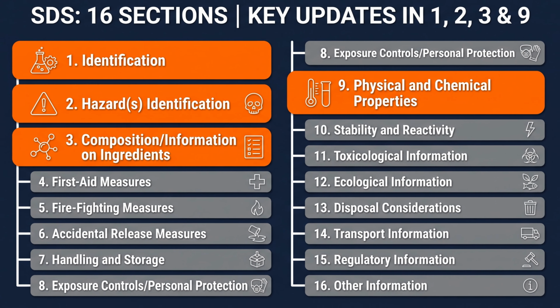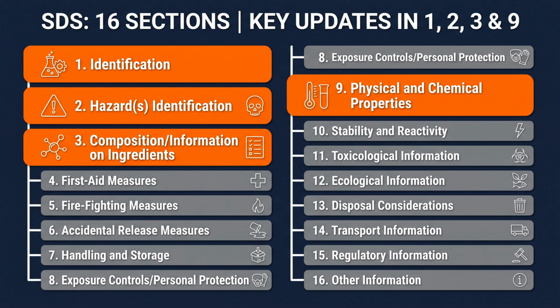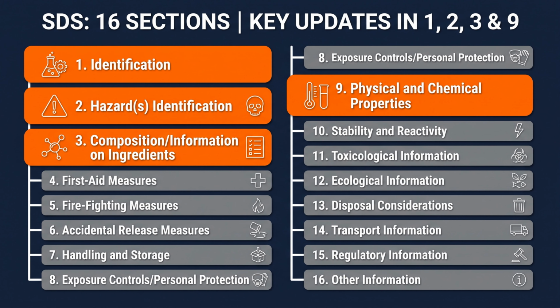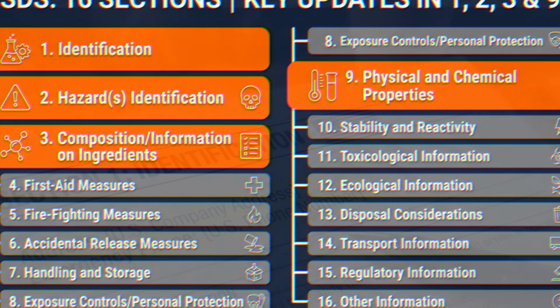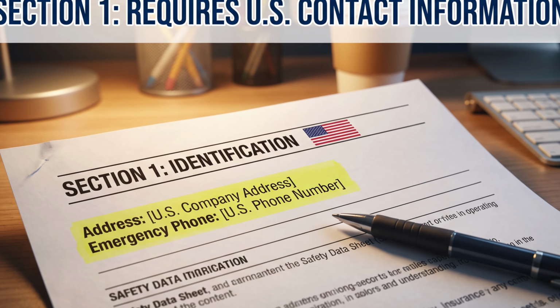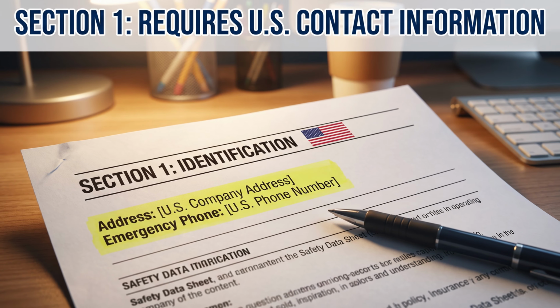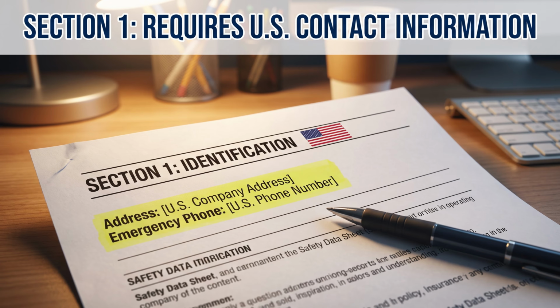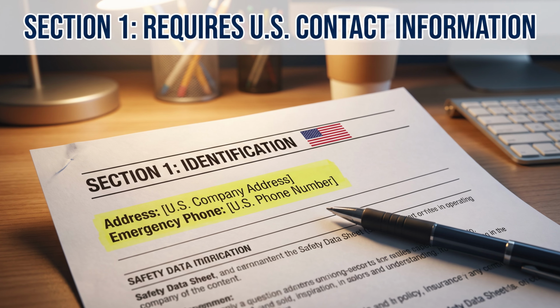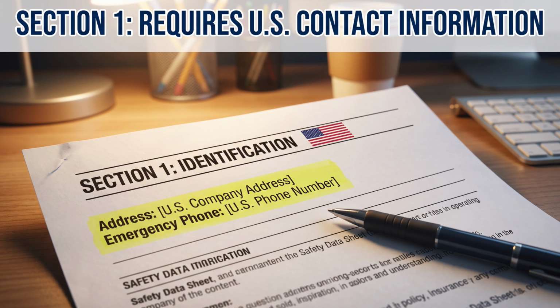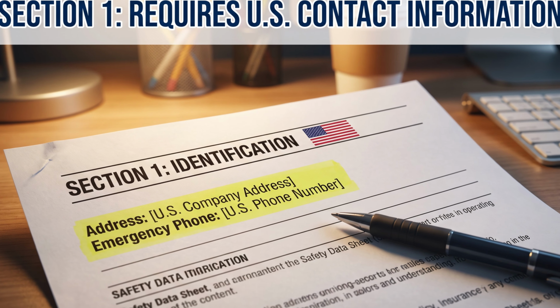Safety data sheets still follow the same 16-section format you already know, but several sections got meaningful updates under this final rule. Section 1 now must include domestic, US-based contact and emergency information, not just any international contact. If a US company is the first to import a chemical and doesn't receive a compliant SDS, that company becomes responsible for authoring one with proper US contact details.